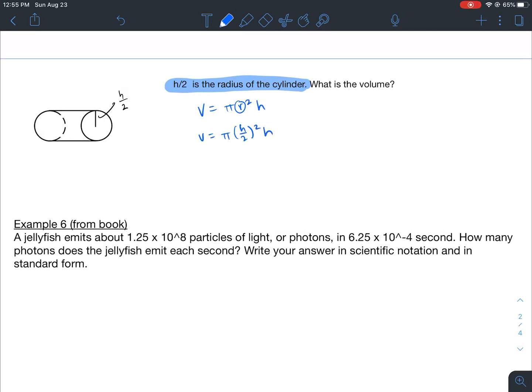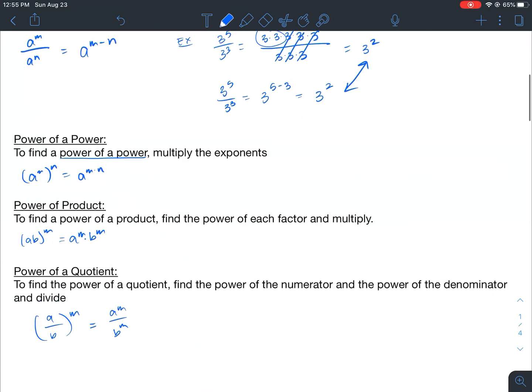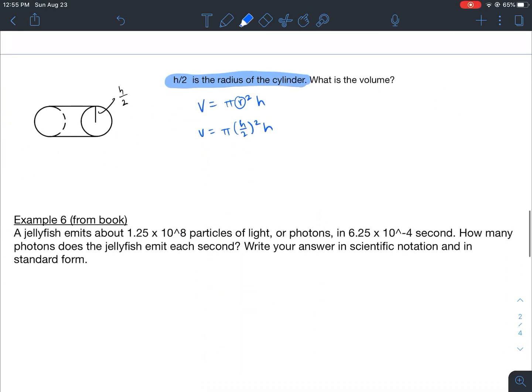And now we know a property of an exponent that will help us solve this, and that would be the power of a quotient, right? Power of a quotient. So we can distribute that, and we could solve for our volume. So our volume is equal to pi times h squared over 2 squared times h. Now let's simplify. So this is equal to pi times h squared over 4 times h.